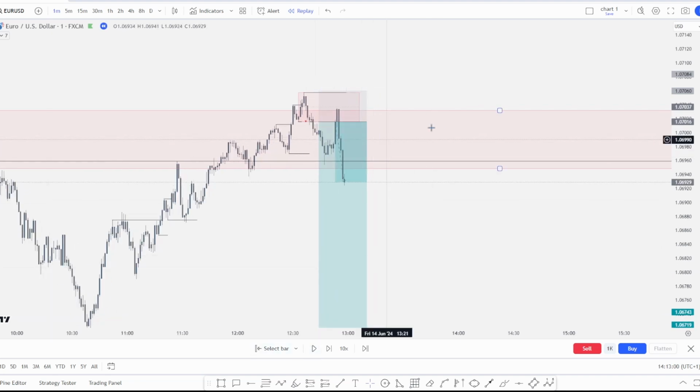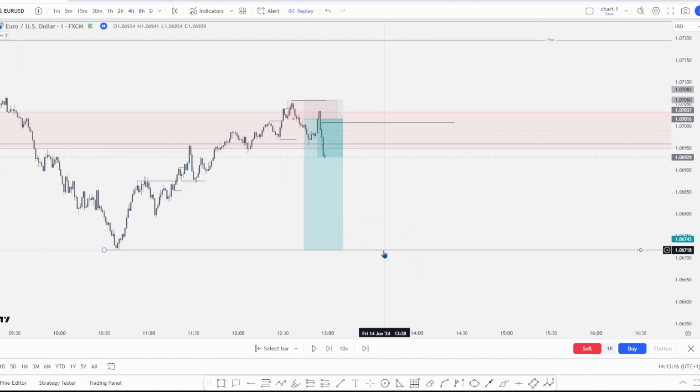Okay, there's the tap in. Brilliant. Have we broken structure after the trade is triggered? Yes, we've taken out this low here and this low here. So we're going to go break even on this and put our stop loss just above to cover for commissions. And then we're going to let price run down to the 15-minute low.